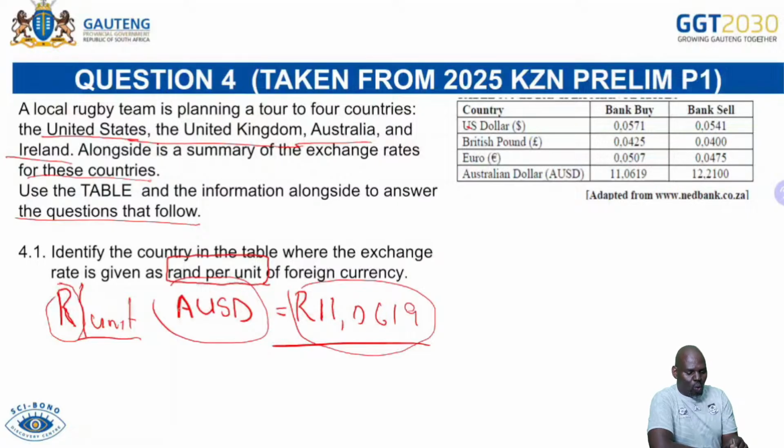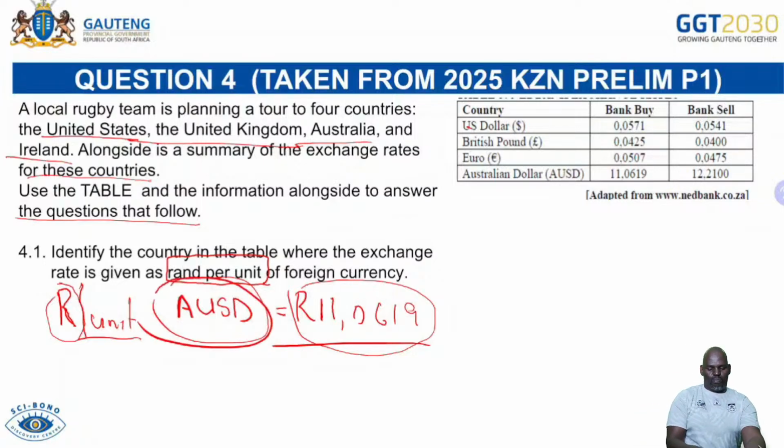11,0619 will give you 1 Australian dollar. Will give you only 1 Australian dollar. So identify the country in the table where the exchange rate is given as rand per unit of foreign currency, that is AUD, Australian dollar. That is the answer for number 4.1.